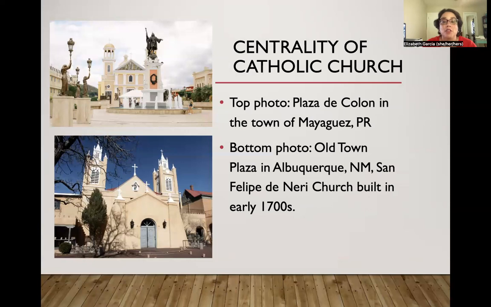And here is an example that demonstrates how this influence of Catholicism is still with us today. The top photo is the Plaza de Colón in the town of Mayagüez, Puerto Rico, which is where my family is from. And you see the same kind of structure where in these town centers called plazas, on one side of the plaza, there will be the Catholic Church, and the other side would be sort of the city hall or whatever the governing structure was at that time. And so this setup you still find throughout Latin America and in the southwestern United States. So the bottom photo is Old Town Plaza in Albuquerque, New Mexico.